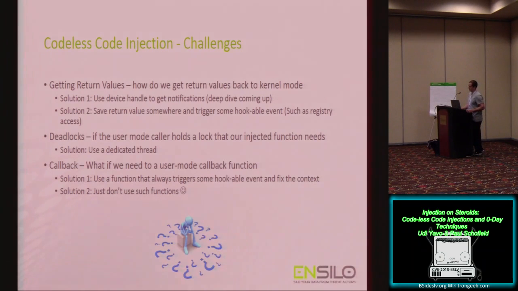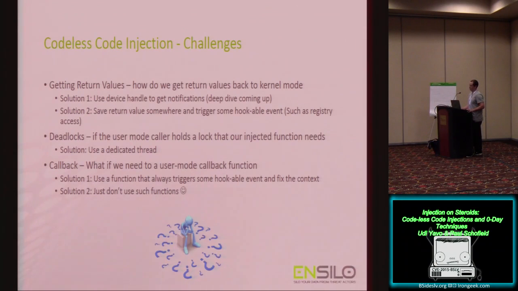Another issue is deadlocks, because we don't know the exact state of the user mode program when the callback is triggered. We can't be sure that a ROP chain we inject into the program won't cause some kind of deadlock. Let's say LoadLibrary is being called, so some lock is held right now, so we can't use it. The solution to this was to use a dedicated thread, and we'll see how we do it later on. We get this dedicated thread.